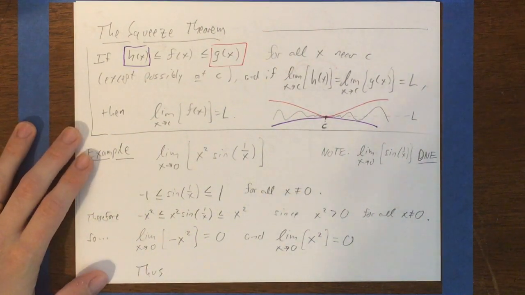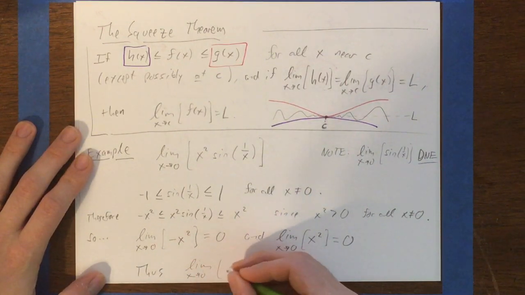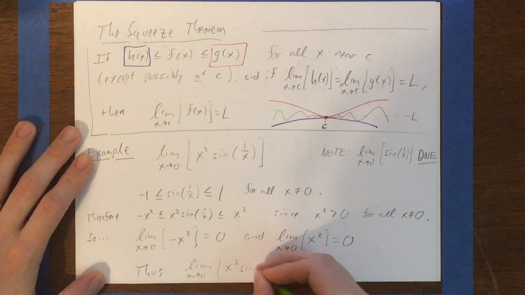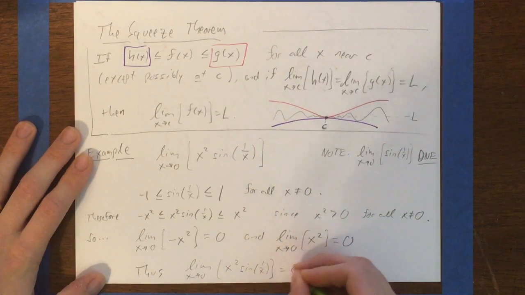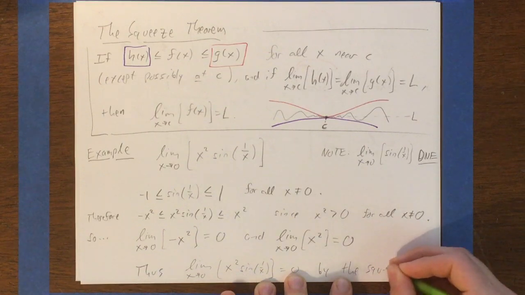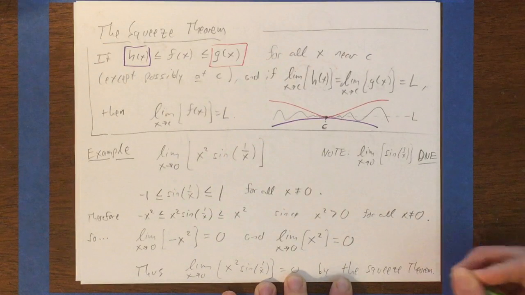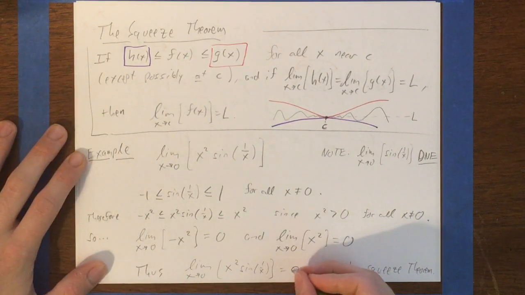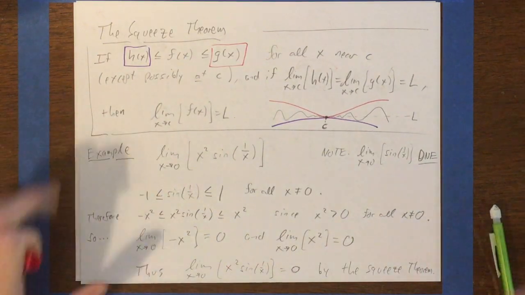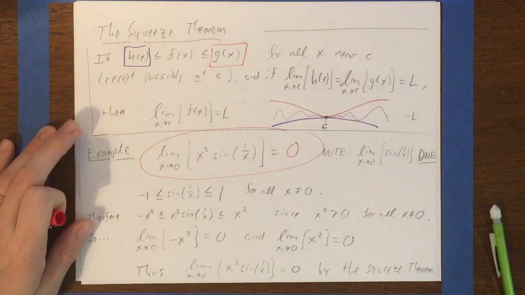So I'll finish by saying, thus, the limit as x approaches 0 of the middle function, x squared sine of 1 over x, will also equal 0 by the Squeeze theorem. And we're done. So we were able to show that this limit equals 0 using that Squeeze theorem.